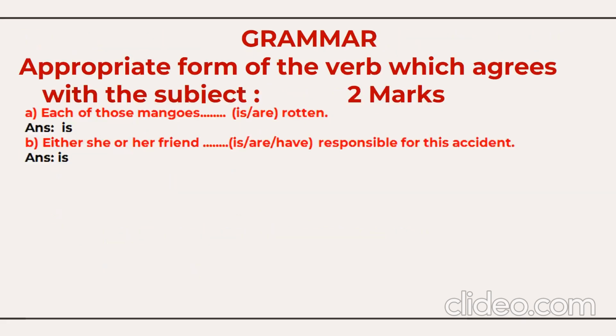Now, next, we shall start the grammar here. The remedial grammar you have, I'm going according to the flow of the question paper. So in the grammar part, you'll be asked here the questions with reference to the subject verb agreement. So here, like each of those mangoes, option is here, is rotten. Either she or her friend is responsible. So when the subject is singular, helping verb will also be singular. You can see her friend is singular, is. Each, everyone, someone, somebody, they always carry the singular helping verb. So subject verb agreement, 2 marks.